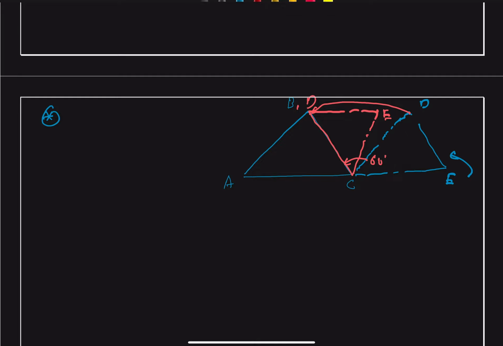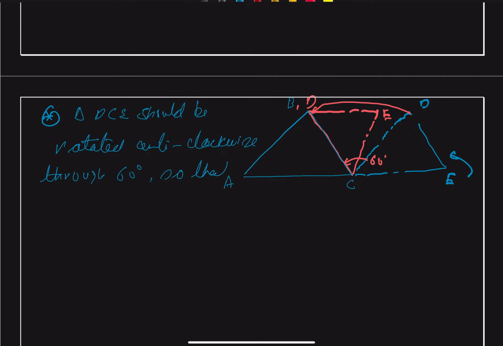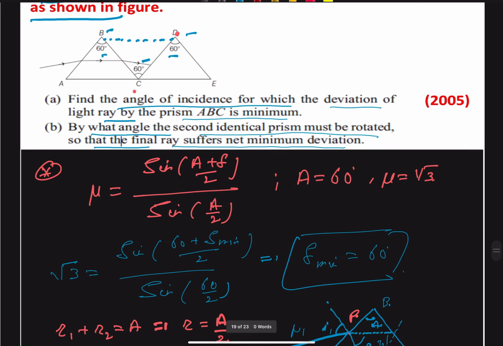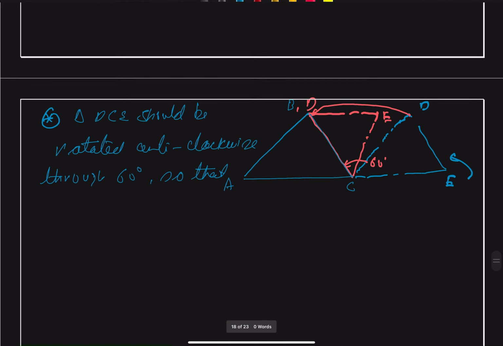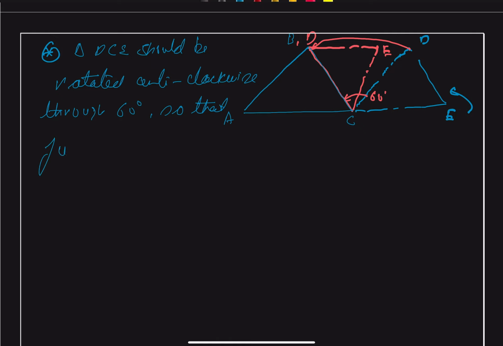So we can say that triangle DCE should be rotated anticlockwise through 60 degree so that the final ray suffers minimum deviation.